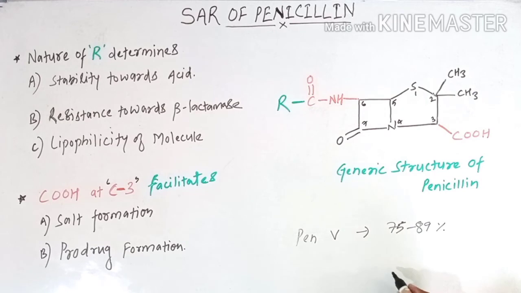Similarly, carbenicillin also has around 50% protein binding. So carbenicillin again contains a carboxyl group along with a phenyl nucleus. So in this way again protein binding improves.